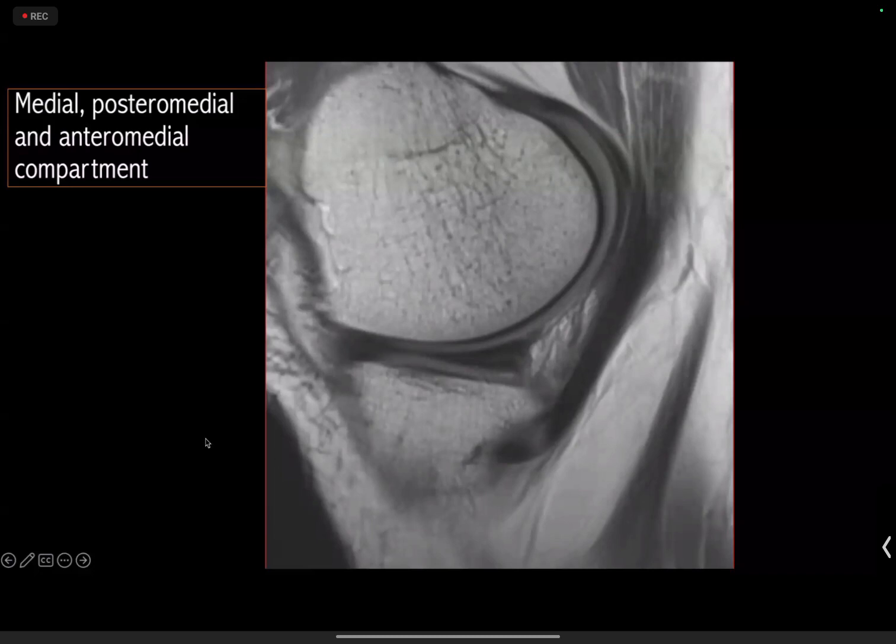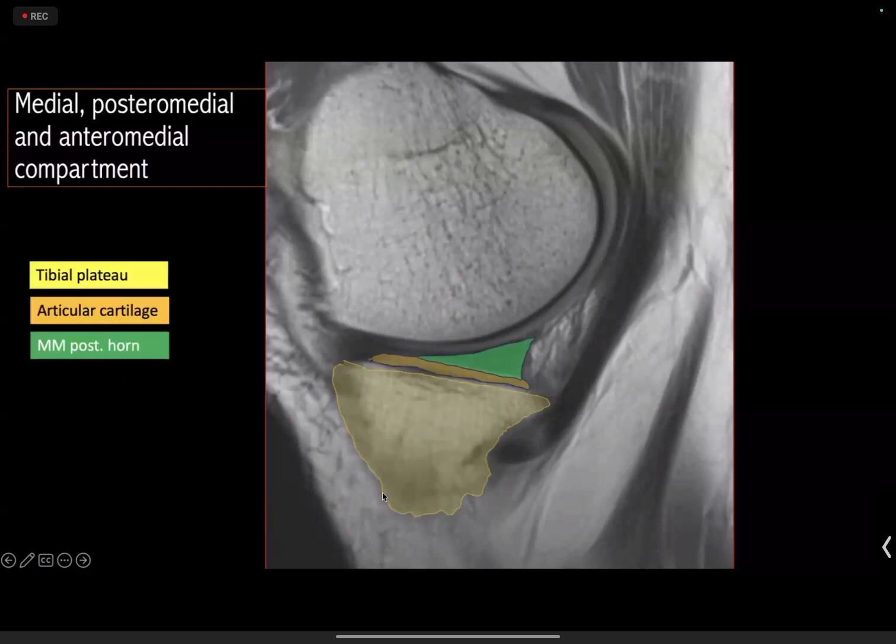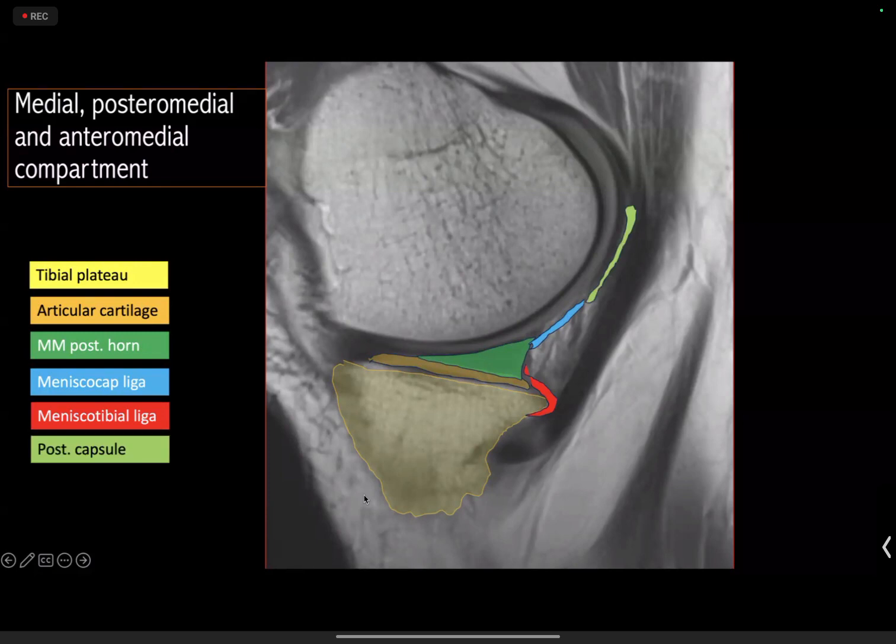Posteromedial and the medial corner. It's complex, but if we understand the anatomy, it would be easy for us to understand the structures which are affected. So the tibial plateau, the articular cartilage, the posterior horn of the medial meniscus, the meniscocapsular ligaments, the meniscotibial ligament, and the posterior capsule. They are all compositely forming the structures for the posteromedial corner of the knee.